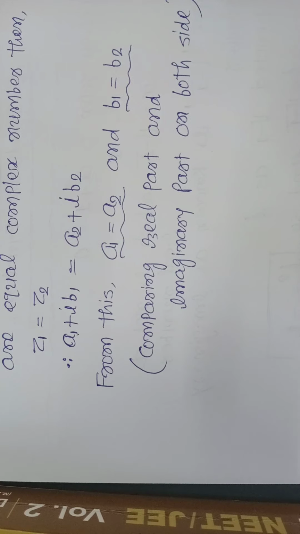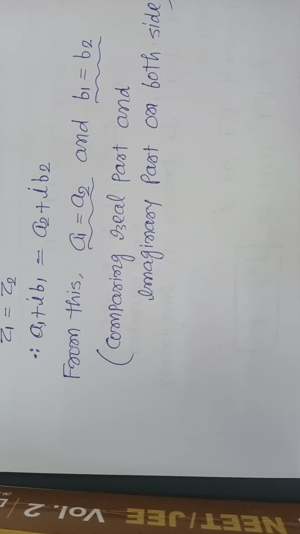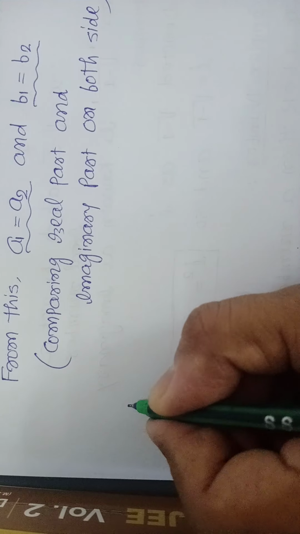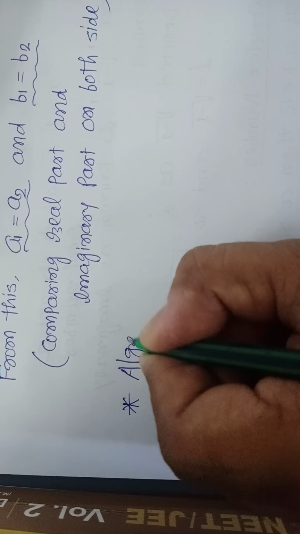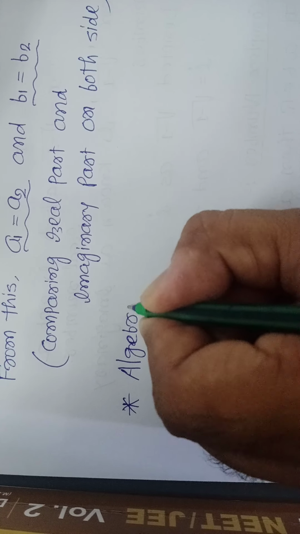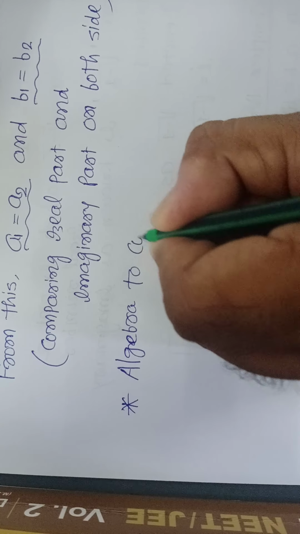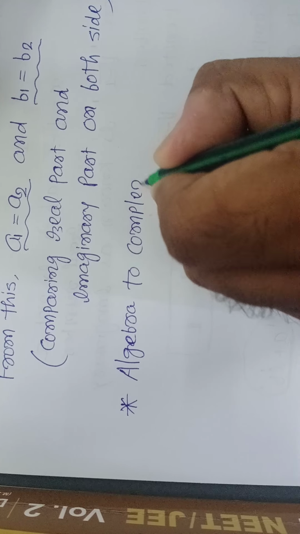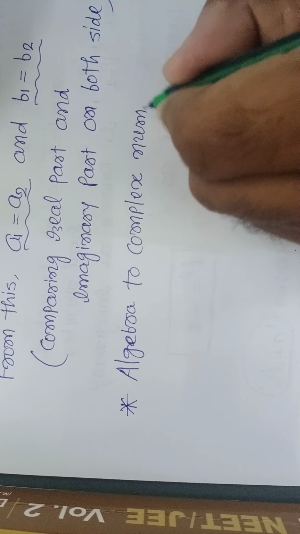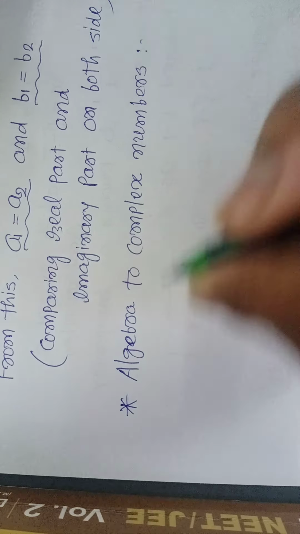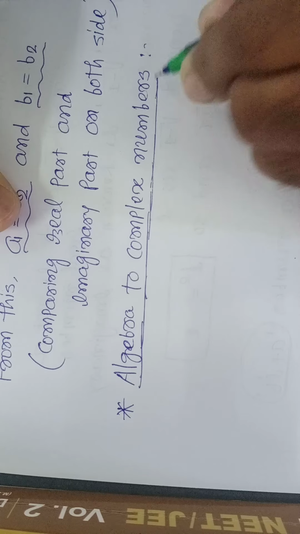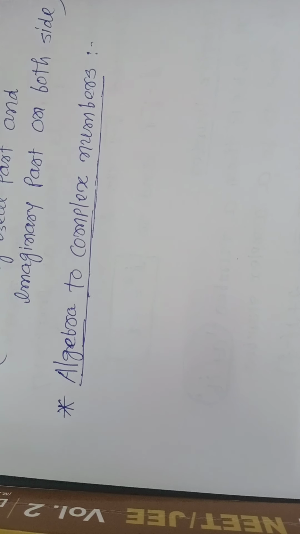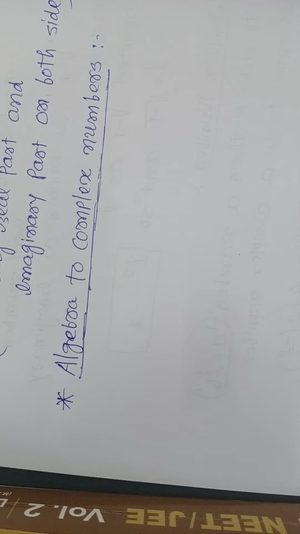Now we have to learn about basic algebra related to complex numbers. So let us learn algebra of complex numbers. In this algebra we have to learn about addition. Which kind of addition is there? Let us see. First of all, we just add two complex numbers and let us see what happens.